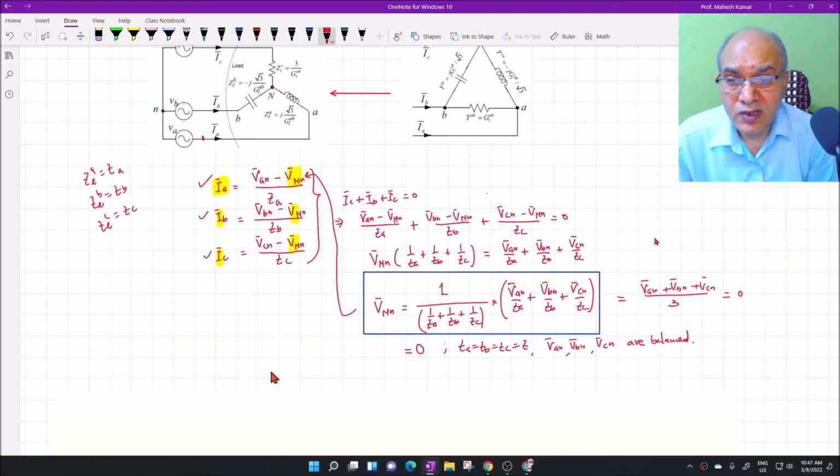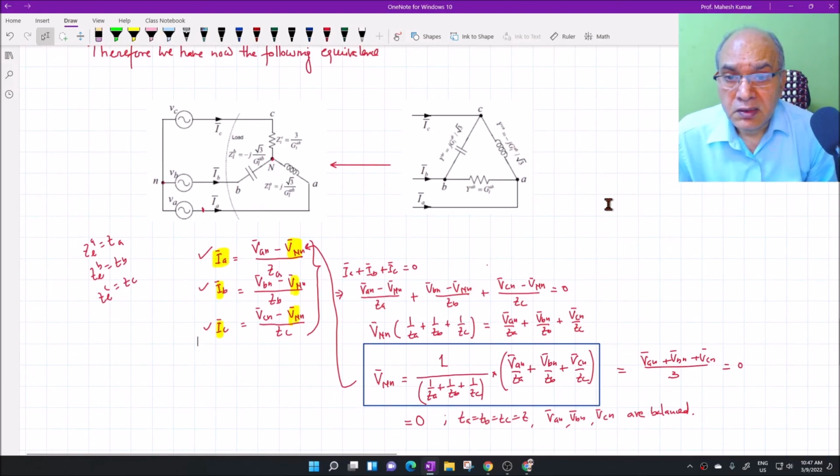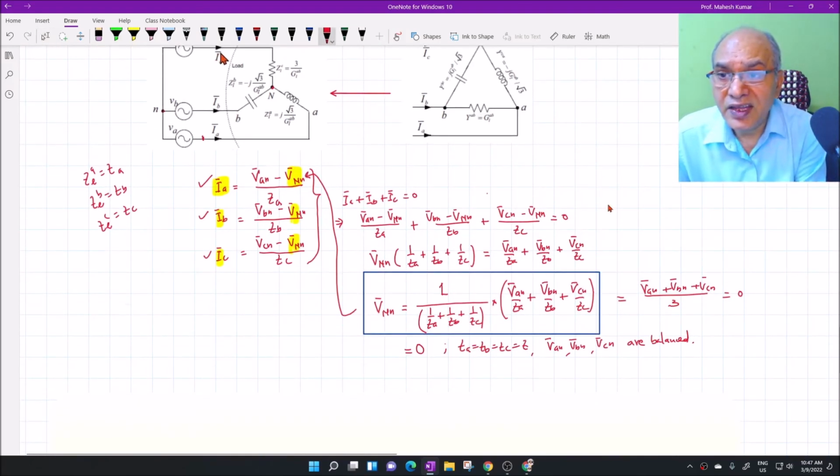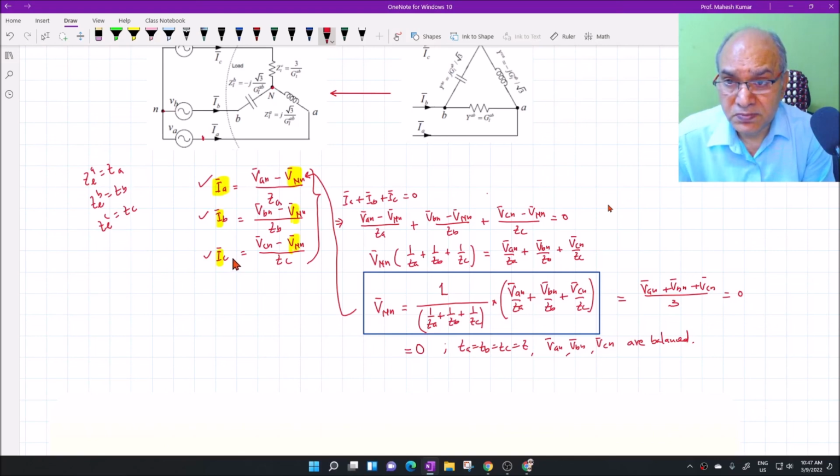But here we are more concerned about the compensation of the 3-phase unbalanced system. So particularly for this example, we will compute these currents IA, IB, IC and see what their nature is. Are they balanced? Are they in phase with the respective voltages? That we will discuss in the next class by computing these currents using these expressions. So first we will compute the neutral voltage and then solve for the currents IA, IB and IC.